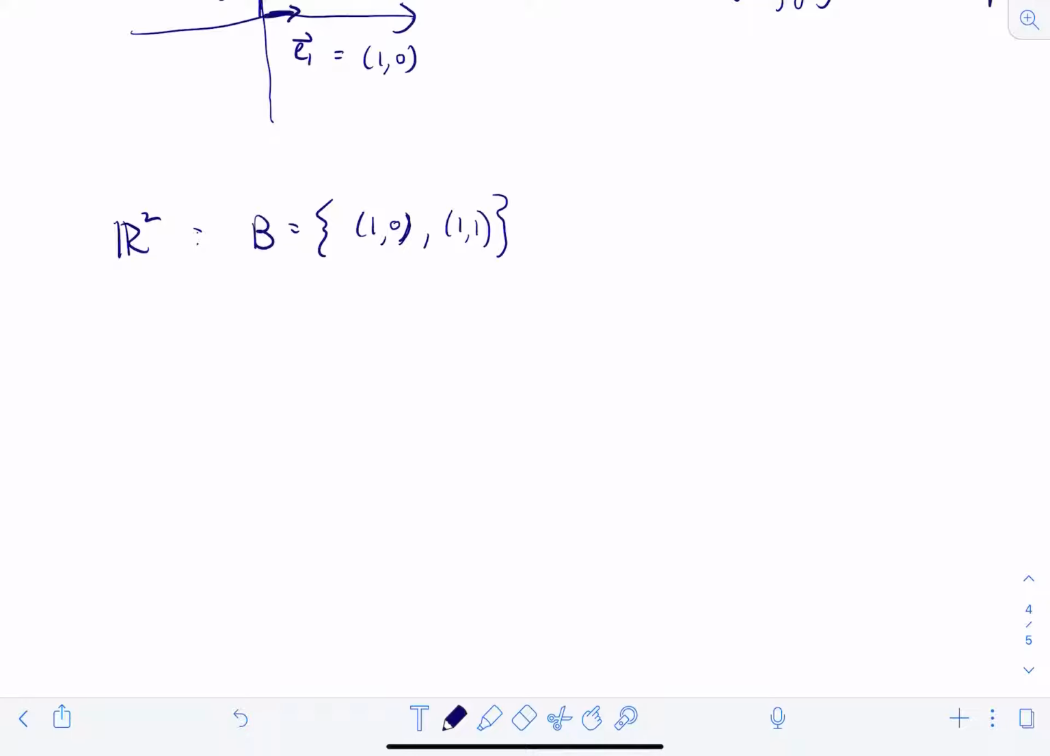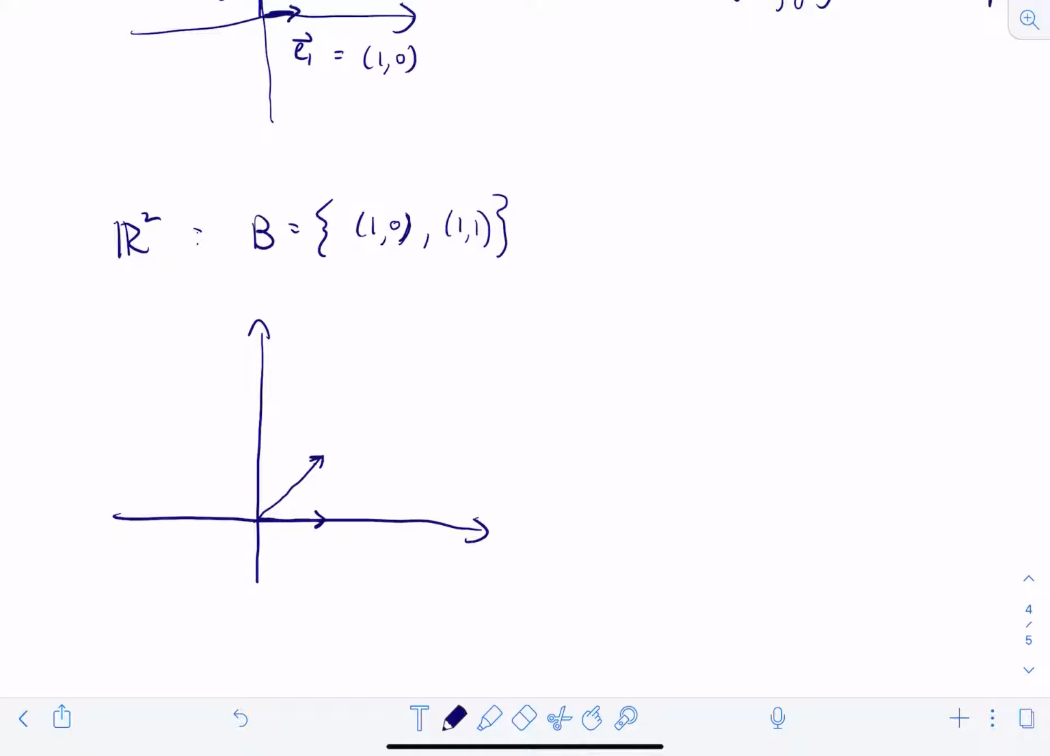Okay. So when you look at this situation, what happens? Well, in this situation, your 1, 0 looks something like this, but your 1, 1 actually looks something like this, right?